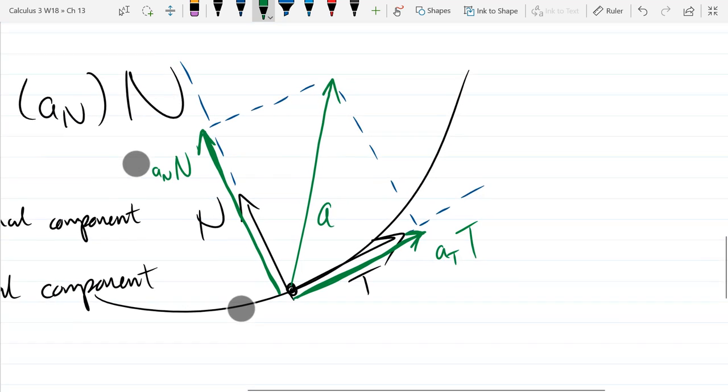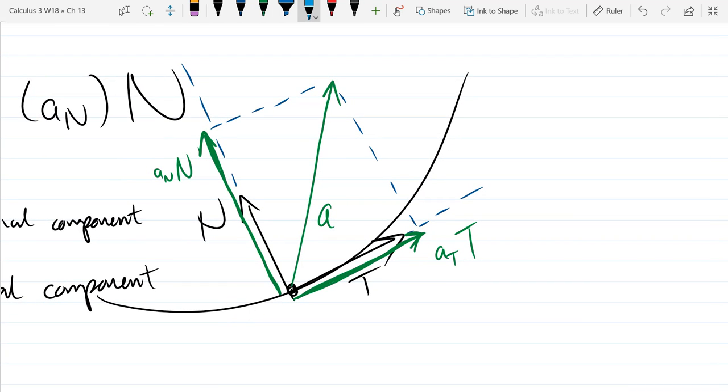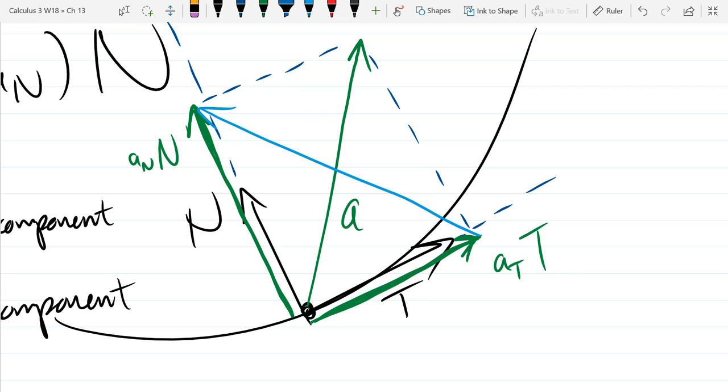And I'm going to do something that'll make this a lot easier. I'm going to redraw A going this direction. All I care about is the magnitude right now, so I don't care what direction it points. I want to compare magnitudes. How can we relate these three vectors? You can ignore the original A. Pythagorean theorem. Oh, very good.